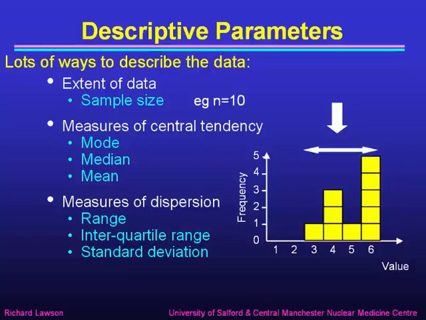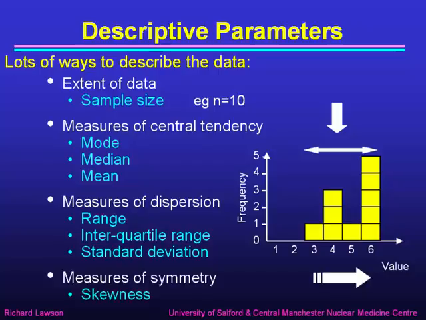And there are measures of dispersion, the spread of the data from one side to the other. This can be measured by the range, or the interquartile range, or the standard deviation. Then there are measures of skewness, which show how skewed or asymmetric the data is. This particular data is rather skewed to the right. It's biased to high numbers, so it's not very symmetric.